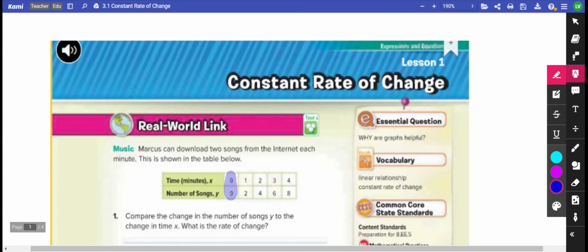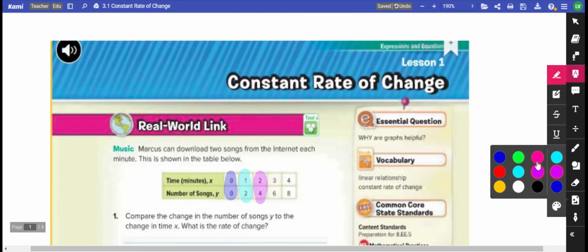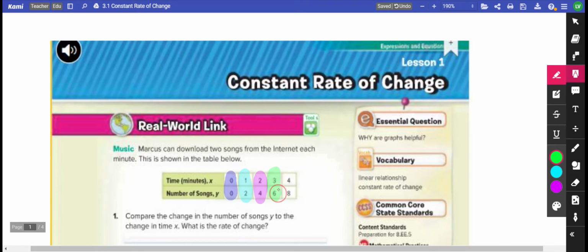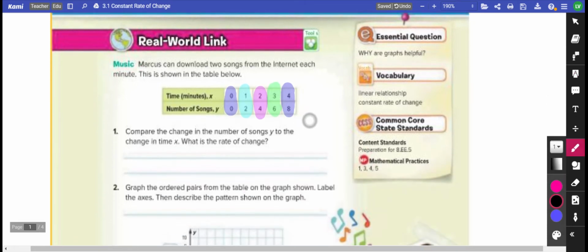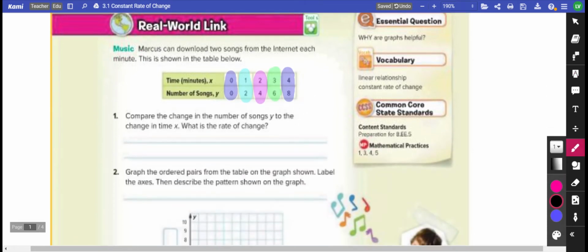At 0 minutes, he has 0 songs. At 1 minute, he's downloaded 2 songs. At 2 minutes, he has downloaded 4 songs. At 3 minutes, 6 songs. And at 4 minutes, 8 songs. So we're going to compare the change in the number of songs, y, to the change in time, x. What is the rate of change?